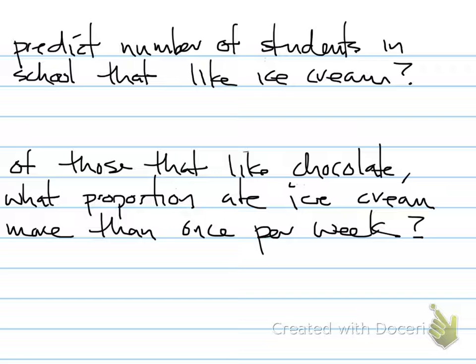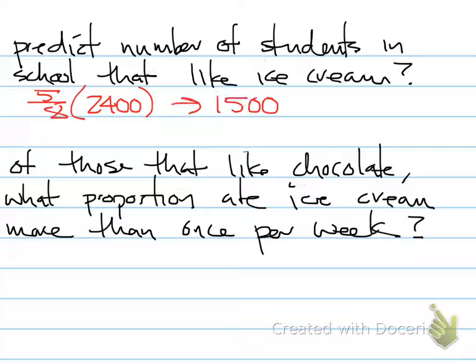All right, we want to predict the number of students in school that like ice cream. So 8 students out of the 10 that were sampled said that they liked ice cream. So 5 out of the 8 times the 2,400 gives us 1,500.